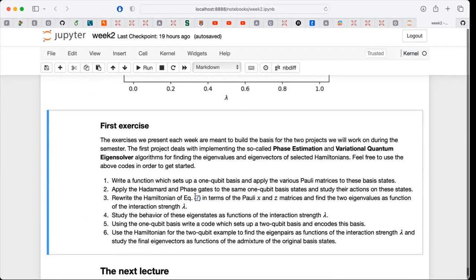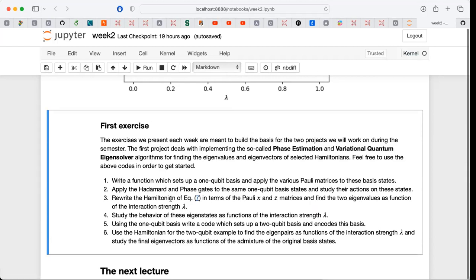Then I want you to apply the Hadamard and phase gates to the same one qubit basis states, and also study the actions on these states. Now you have a library which is called Qiskit, where you can plug in everything. But I think it's more beneficial if we start writing these operations from scratch ourselves.